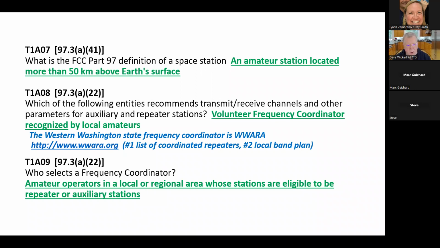For the next question, question 9, who selects a frequency coordinator? We do. Local amateur radio operators get together and decide who the frequency coordinator will be, so it's a voluntary selection of a frequency coordinator.